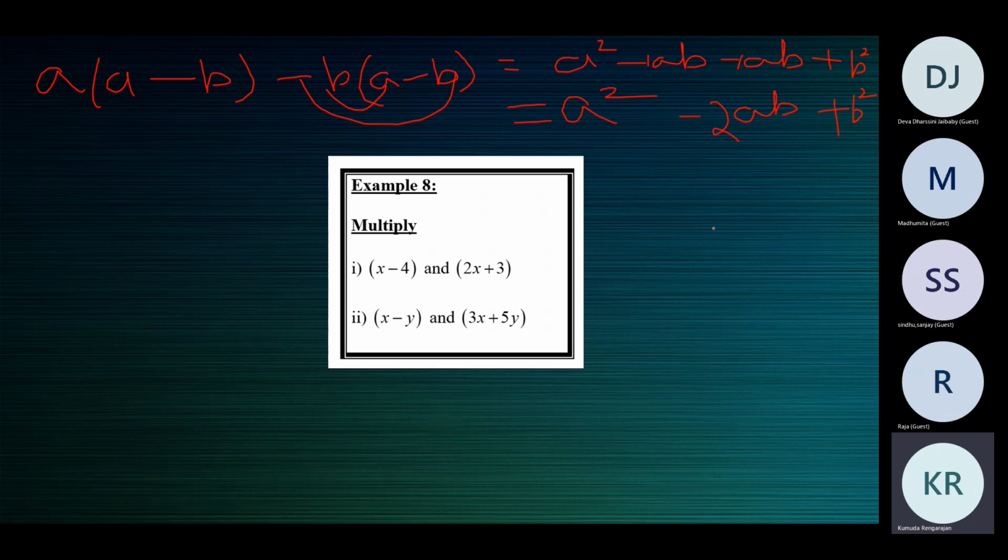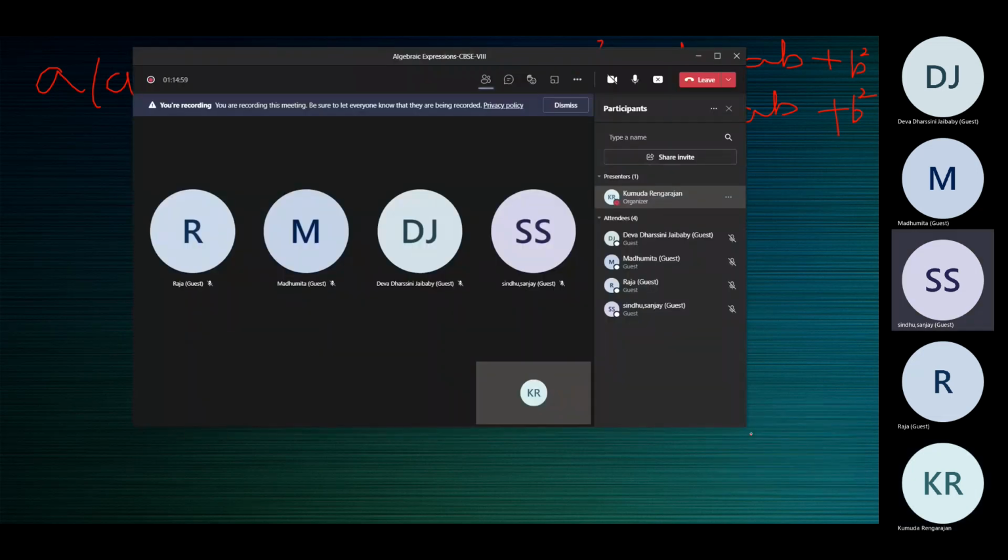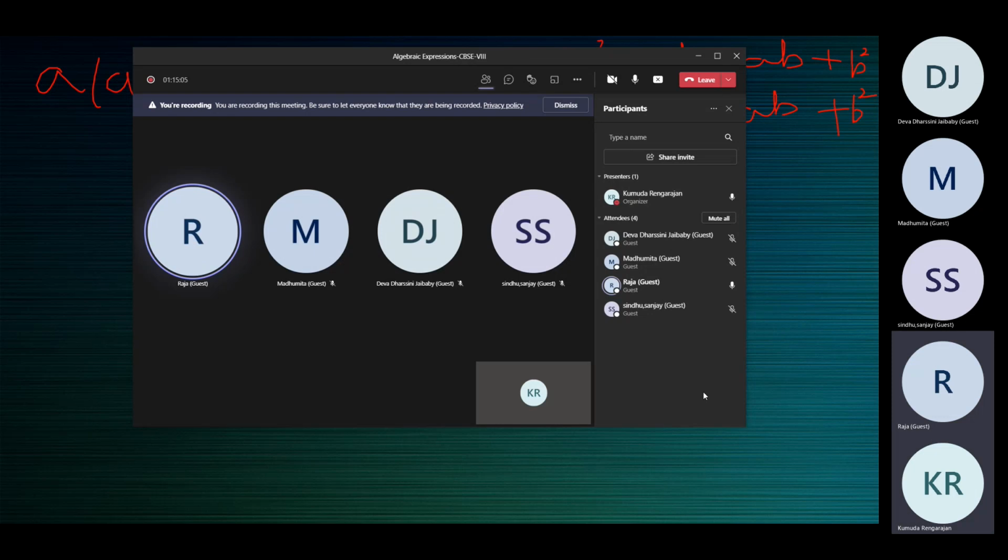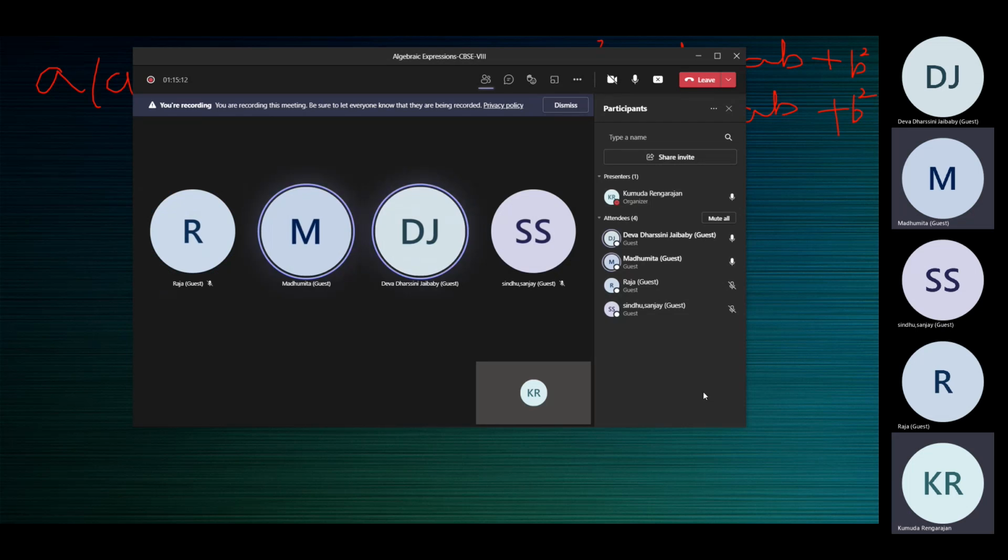Do we understand, children? Yes, ma'am. Raja? Any doubt? No, ma'am. Others? Madhumita, Devadarshini? No doubt, ma'am.